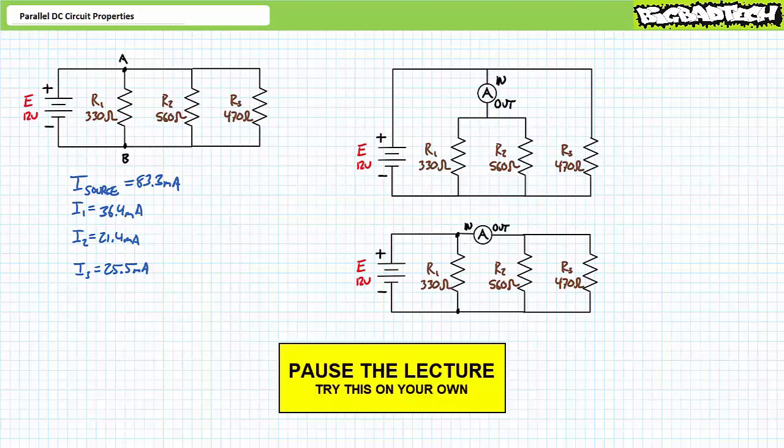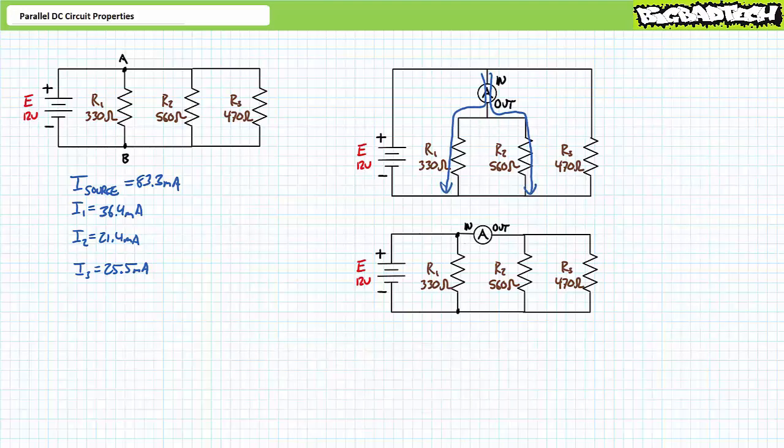By all means, pause the lecture and try this on your own. If you're tracking, you should have obtained the following results. The top diagram shows an ammeter measuring current bound for both R1 and R2. This ammeter would read 36.4 plus 21.4 or 57.8 milliamperes. The remaining 25.5 milliamperes of current bound for R3 would be unmeasured.